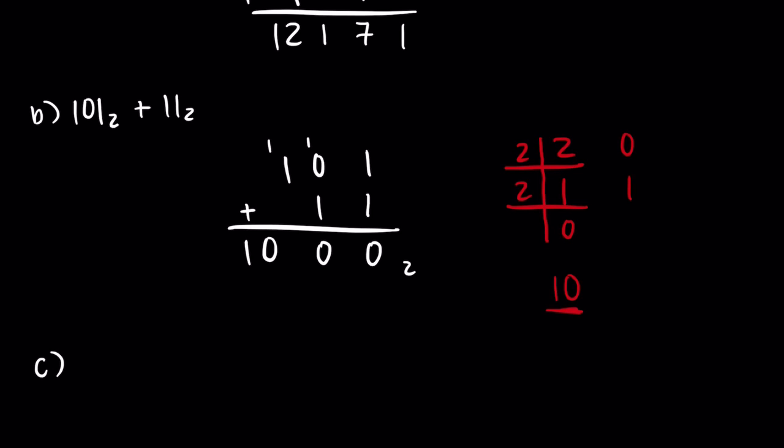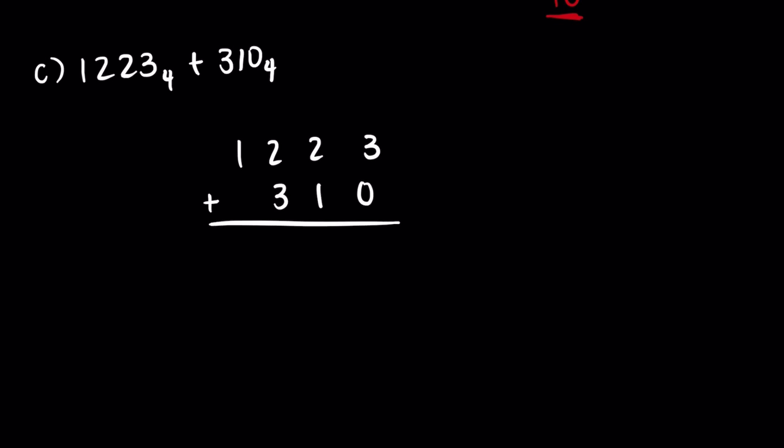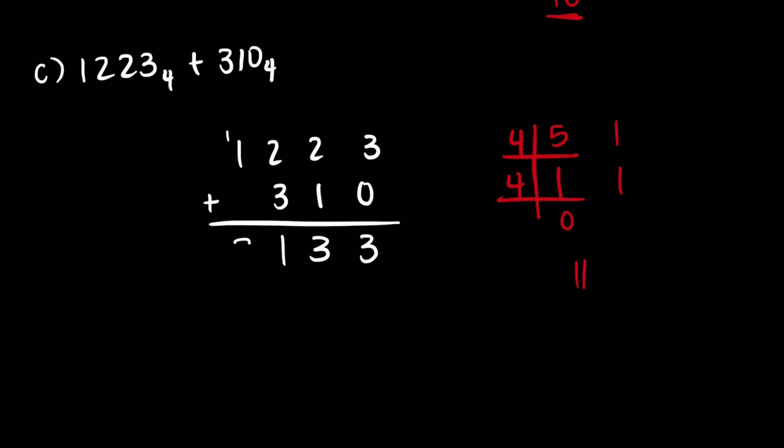Next, 1,223 base 4 plus 310 base 4. Well, 3 plus 0 is 3. Next, 2 plus 1 is 3. Next column, 2 plus 3 is equal to 5. However, 5 cannot be a digit for a number in base 4, so we change 5 to a number in base 4. As an aside, 5 divided by 4 is 1 with remainder 1, and 1 divided by 4 is 0 with remainder 1. So our number is 11. We leave 1 and bring over the 1. Then 1 plus 1 is equal to 2, and we're done.